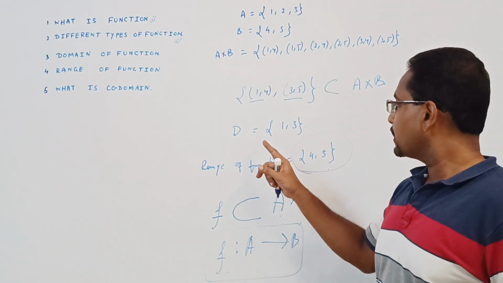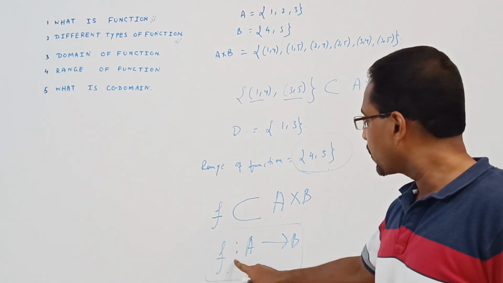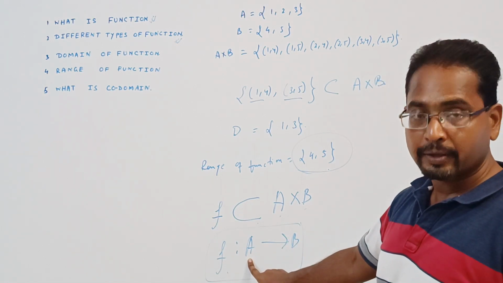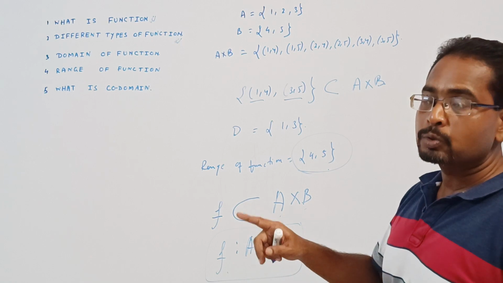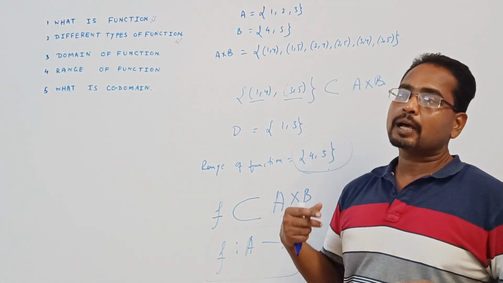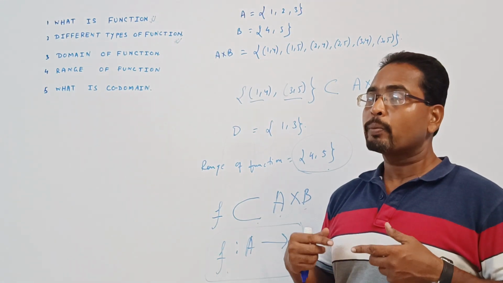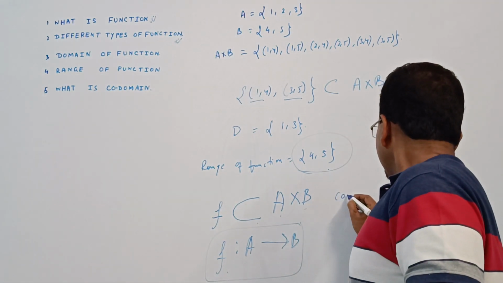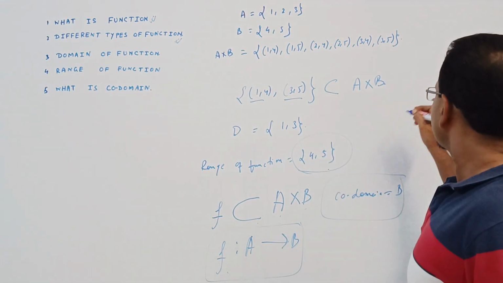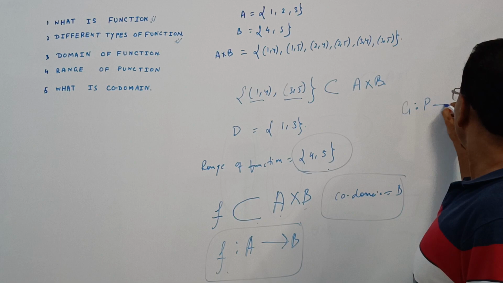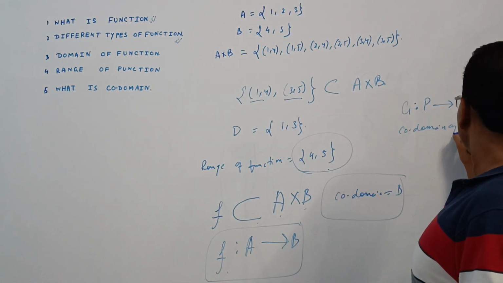I repeat, the domain is a subset of A, and the range is a subset of B. If the function is from A to B, the domain will be a subset of A, the range will be a subset of B, and that B is the codomain. So basically, the range is a subset of the codomain of the function. In this case the codomain is B. Suppose I have a function g from P to Q, then the codomain of g will be Q.